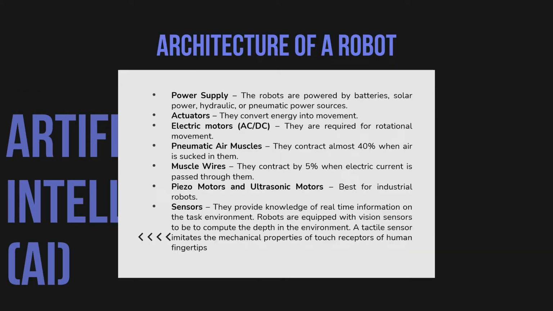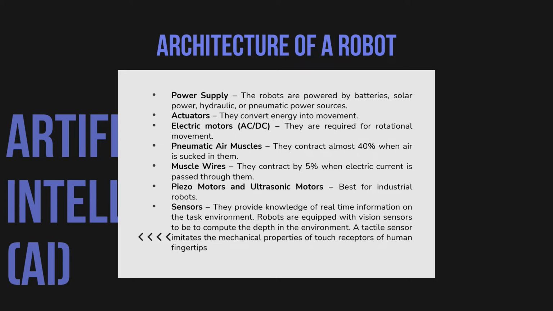So let us jump right into the most important part of this video, that is the architecture of a robot. The robot architecture, or how a robot is built, has 7 main blocks that are used to build a robot. The first and foremost thing is a power supply. Robots are powered by batteries, solar power, hydraulic or pneumatic power sources. Every electronic thing needs power to run, right? So we need a power supply to run any robot as well.